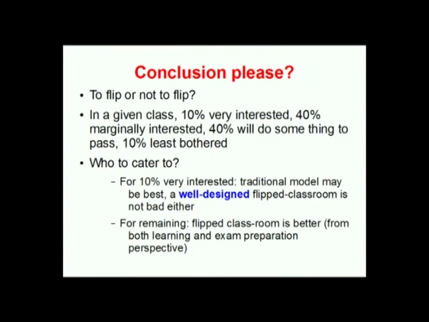So again, this is my take. There is no strong basis for it. In a given class, what I have often observed is there is 10% who are very interested in the subject, 40% marginally interested, 40% will do something to pass, and 10% are the least bothered. They're just in the system for whatever reason, maybe their parents asked them to come here. They just want to get out. So who do we cater to?